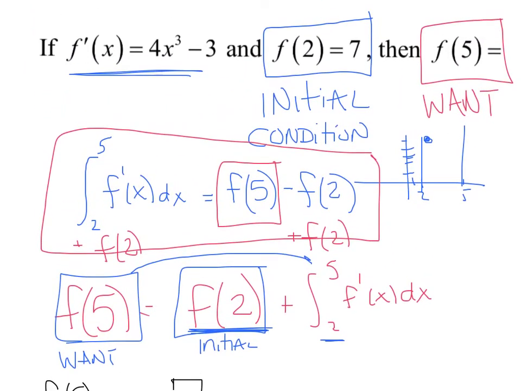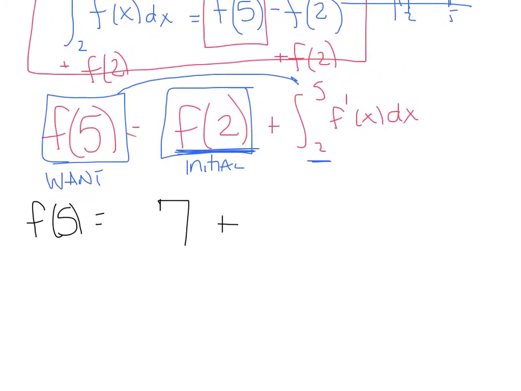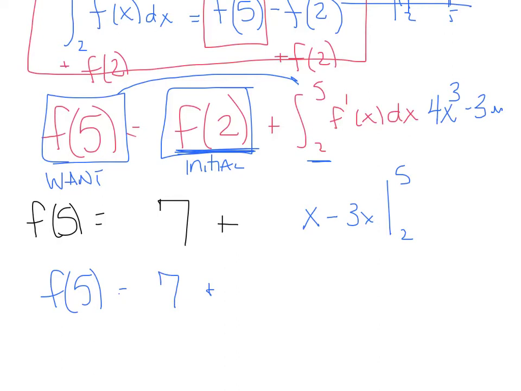Let's see, f prime was 4x cubed minus 3. So let's go ahead and integrate that. That's going to be x to the 4th over 4, which kills those 4s, minus 3x from 2 to 5. So I've got f of 5 equals 7 plus.